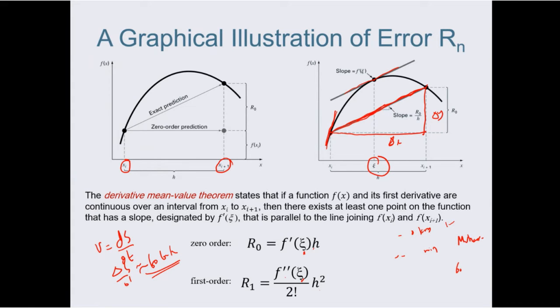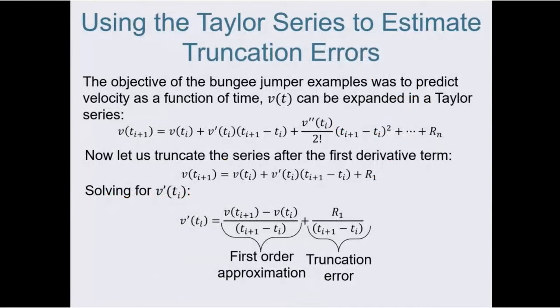So the derivatives, the first derivative, second derivative, we find it at point xi. Now, if we go back to the example of the bungee jumper, then we can say the velocity at ti plus 1 is velocity at ti plus the first derivative multiplied by the step size, which is ti plus 1 minus ti, plus the second derivative times h square, and so on up to the remainder term.